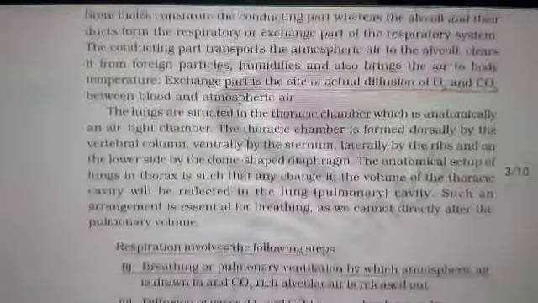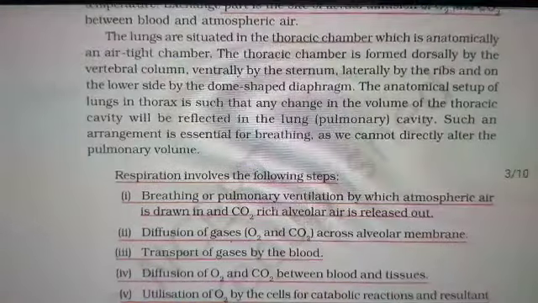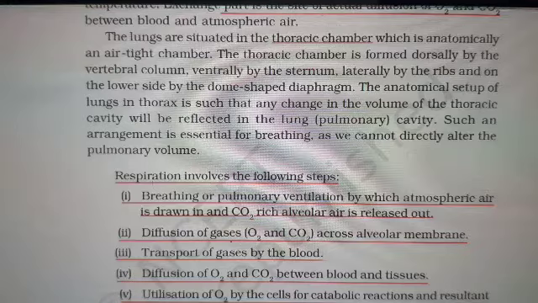Another important point is that the actual site of exchange is where oxygen and CO2 diffuse between the blood and respiratory air. The lungs are situated in the thoracic chamber. We need to remember that the thoracic chamber is formed dorsally by the vertebral column, ventrally by the sternum, laterally by the ribs, and on the lower side by the dome-shaped diaphragm. These four areas form the attachments for the respiratory system.